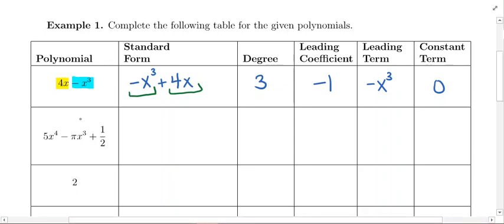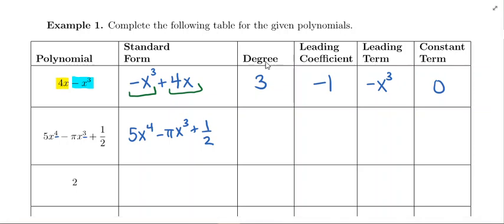It is in standard form. We have descending powers of x. We go from the 4th power to the 3rd power, and then there's no x here. So it already is in standard form, so I'm just going to rewrite it. And then the highest power of x you see in the whole thing here is the 4th power because we have x to the 4th. So the degree is 4.